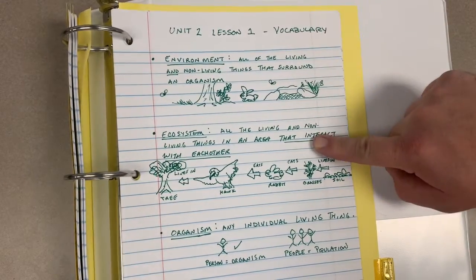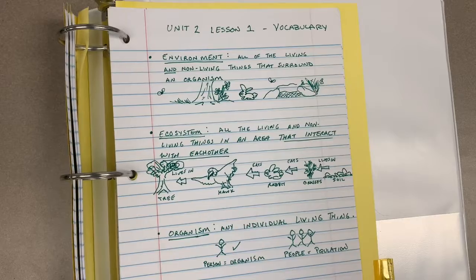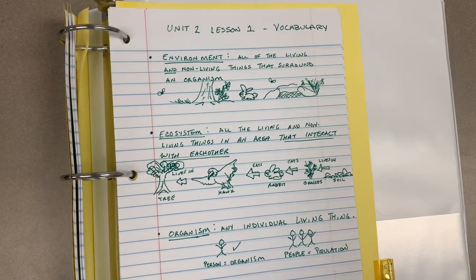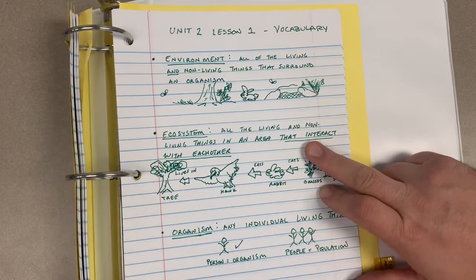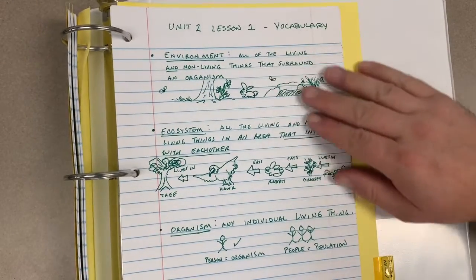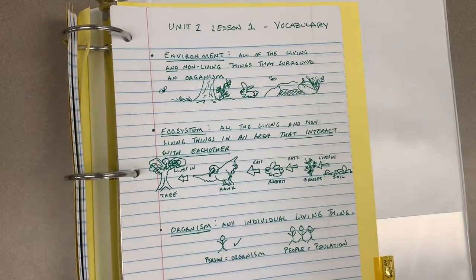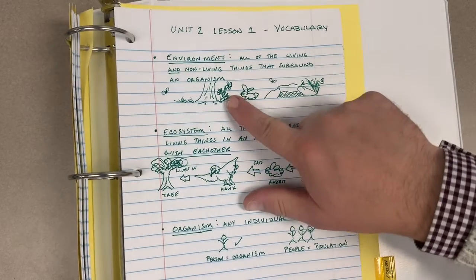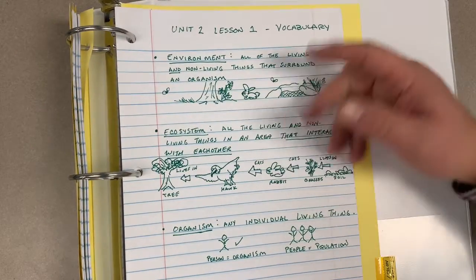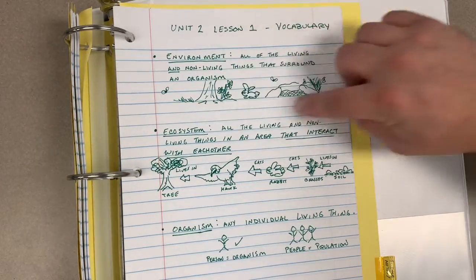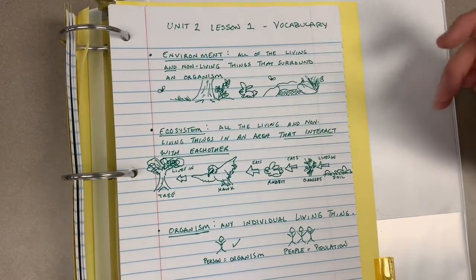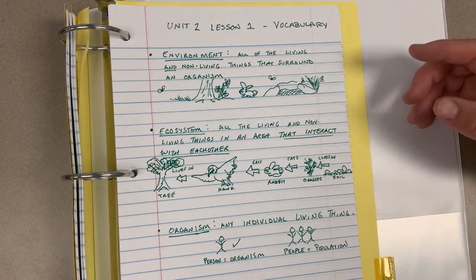An ecosystem is a lot like an environment. It's all the living and non-living things in an area that interact with each other. So in my picture here, the rabbit may not really interact with the tree a whole lot. It may not interact with the flowers a whole lot. It may not eat the flowers. It may not really go over in that section of the area, but that's still part of his environment. In an ecosystem, everything interacts with each other.